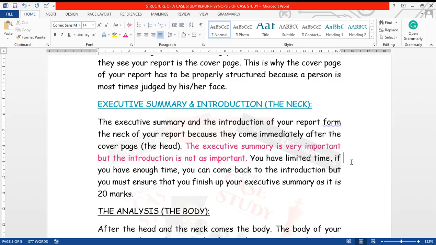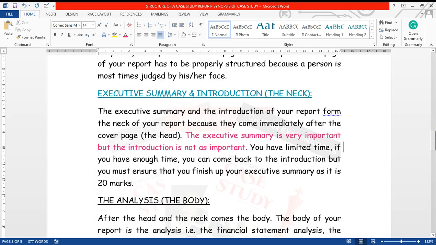But it's basically just stating what you're doing, introducing the reader to your report, so just to make your report presentable in that sense. Do you understand? So you have to ensure that you finish your executive summary, because it is 20 marks. It's not negotiable. You cannot leave your executive summary and go to the introduction. No, the executive summary should come first. Prioritize it because it carries a lot of marks. So they constitute the neck.